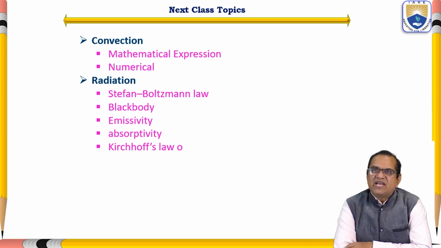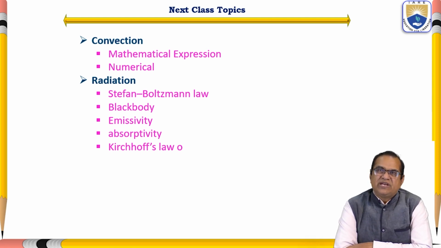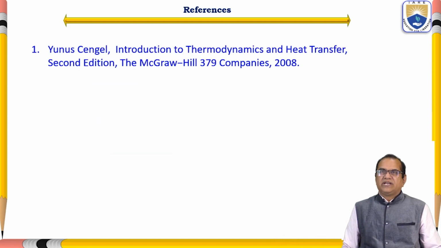In the next class, we are going to discuss convection, its mathematical expression, and numericals. Then we will see radiation due to the Stefan-Boltzmann law, black body, emissivity, absorptivity, and Kirchhoff's law. This we are going to discuss.